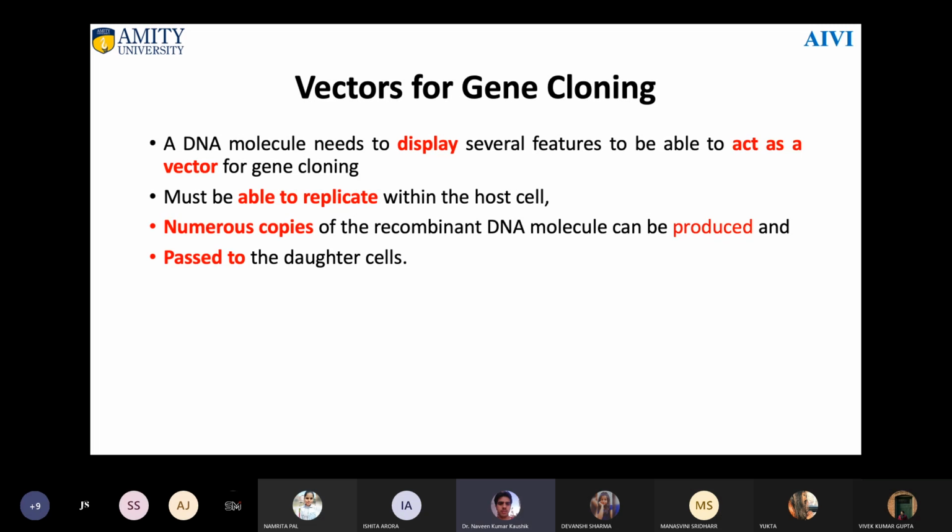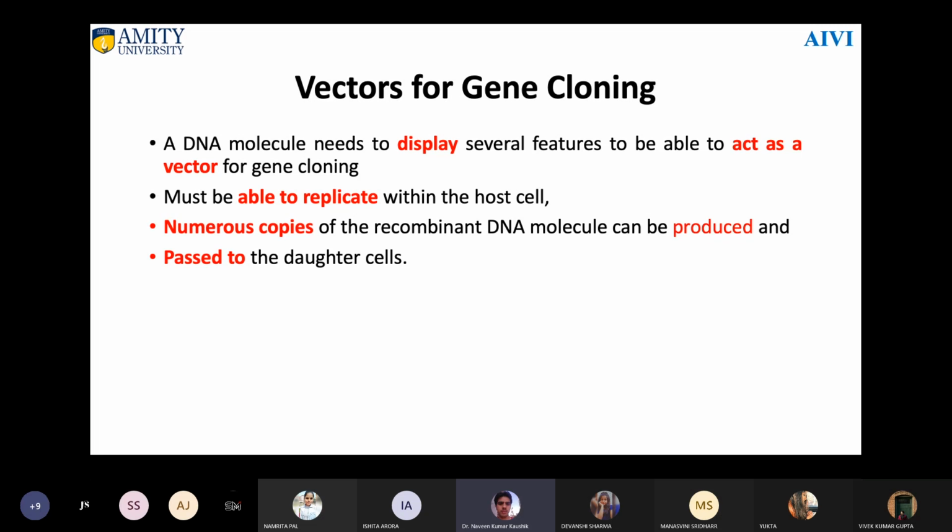Then coming to passing it to the daughter cells. So you may say that it is replicating and now it is going to have multiple copies, but it is not passing to the daughter cells. Then the same issue is going to come: as the cell dies, your vector also dies with the cell. So we want to make it such that it is going to sustain till eternity, till the end of the ark, it is going to stay. That can happen only if this vector has the ability to pass to the daughter cells.